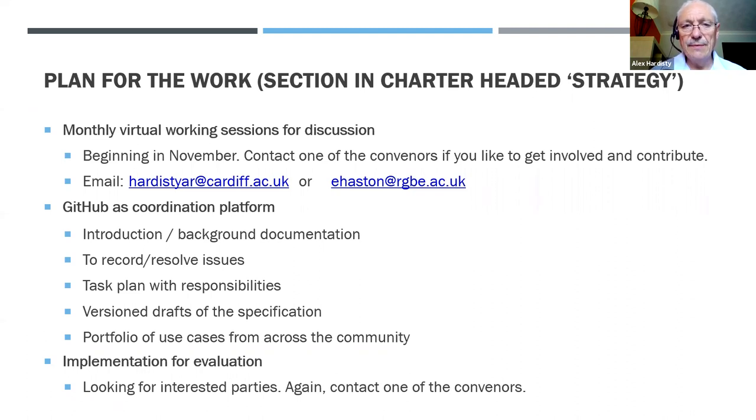We have a short list of people that we know are already specifically interested in the work of this task group and have signed up to become involved. But if your name has not yet appeared on that list and you would like to get involved and contribute, then please contact either myself or Elspeth, and we will make sure that you go onto a mailing list of some kind.